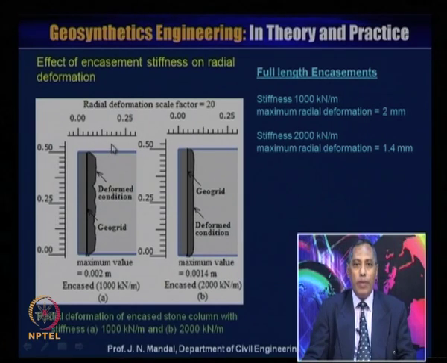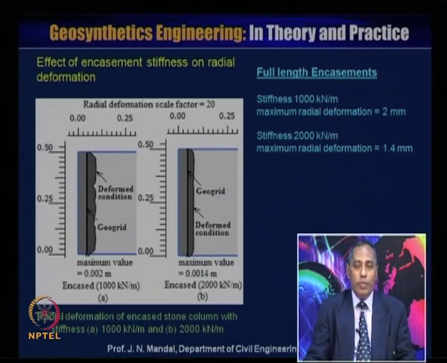And here the radial deformation scale factor is equal to 20. So when the stiffness is 1000 kilonewton per meter, your maximum value is equal to 0.002 meter. That is what you call the radial deformation. But when the geogrid reinforcement stiffness is 2000 kilonewton per meter, the radial deformation maximum value is 0.0014 meter. So it means that by increasing the stiffness of the reinforcement, there is also a drastic reduction of radial deformation. So there is an effect of encasement stiffness on radial deformation.